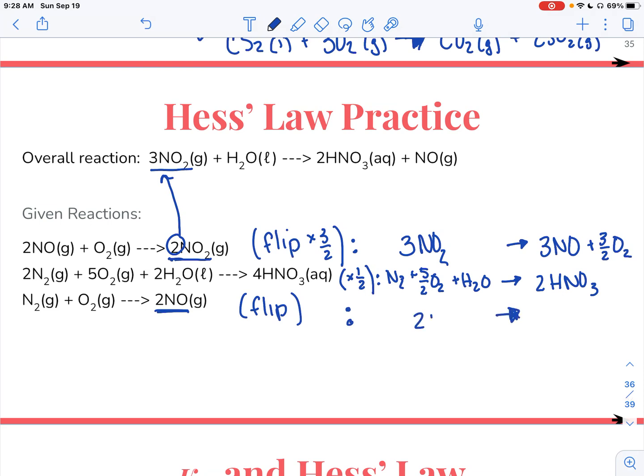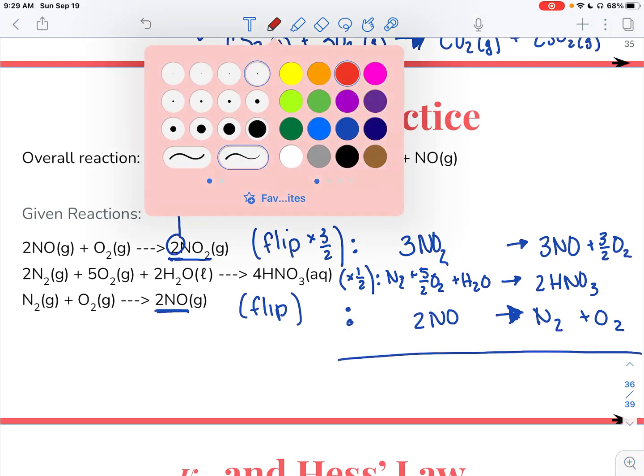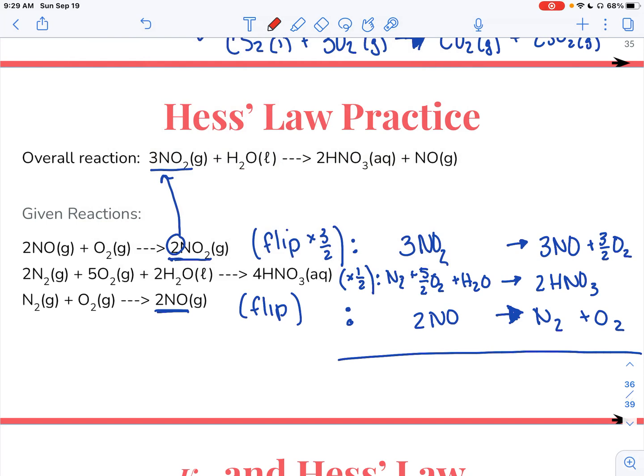So now I have 2NO, N2 plus O2. And now let's make sure that all works. Okay, so what we're going to do next is add all the reactions together. So I'm going to cancel out anything that I see on both sides.